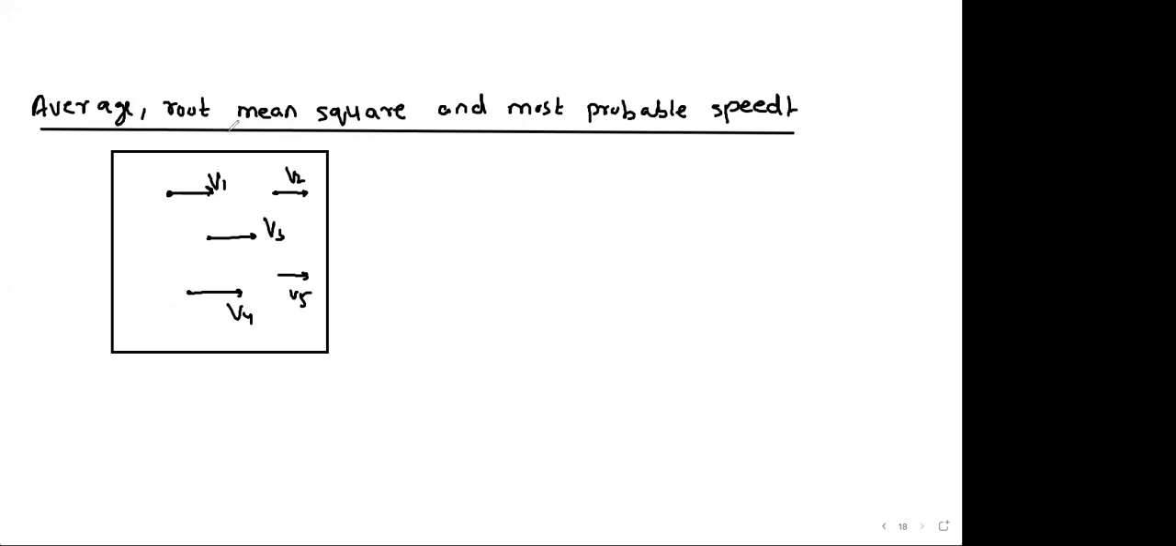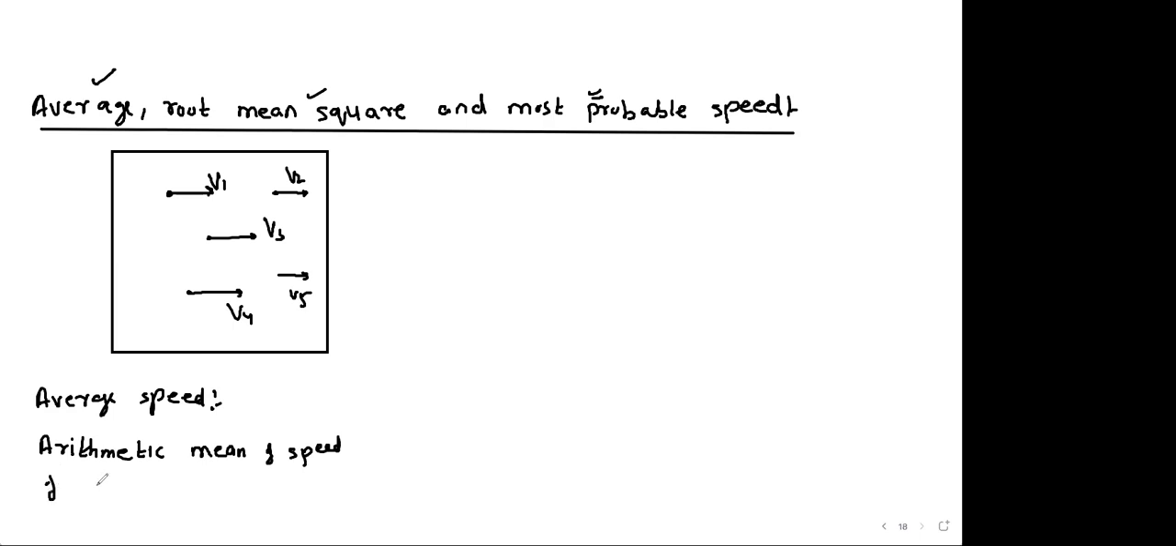There are many methods to take an average. One is the average that you know, add them up and divide by the number of velocities. Another interesting type of average is root mean square, and the last one is most probable speed. Let's first see what we mean by average speed. Average speed is just the arithmetic mean of the speeds of gas molecules.